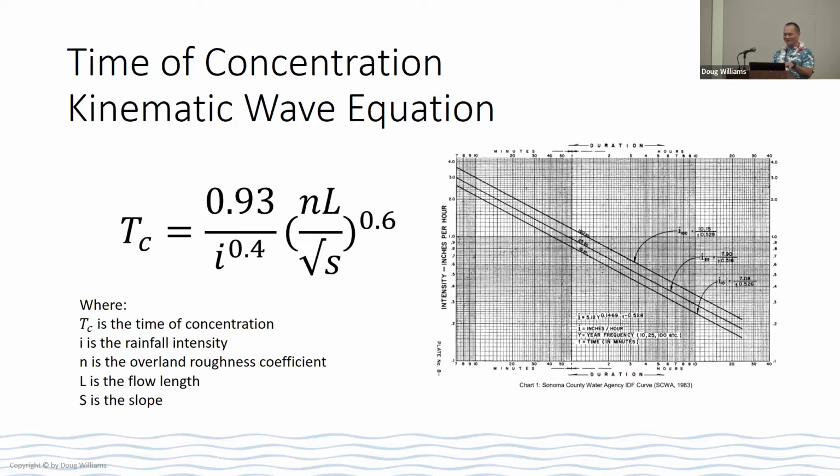So this is the time of concentration formula using the kinematic wave equation. This is an iterative approach, right? You're going to assume some time frame for the time of concentration, go to an IDF curve, and based on your design storm, take the intensity, plug it back into the formula, and see if it equals what you initially guessed for the time of concentration.